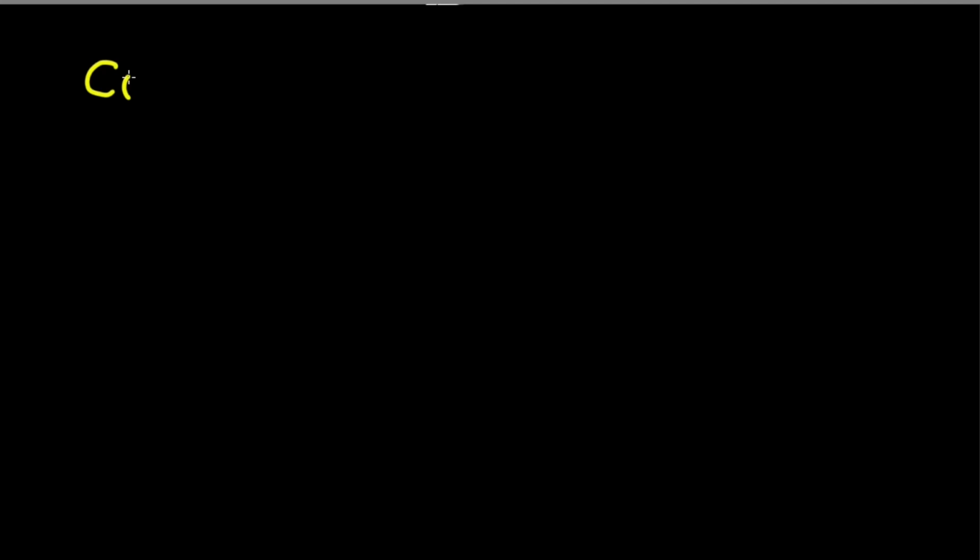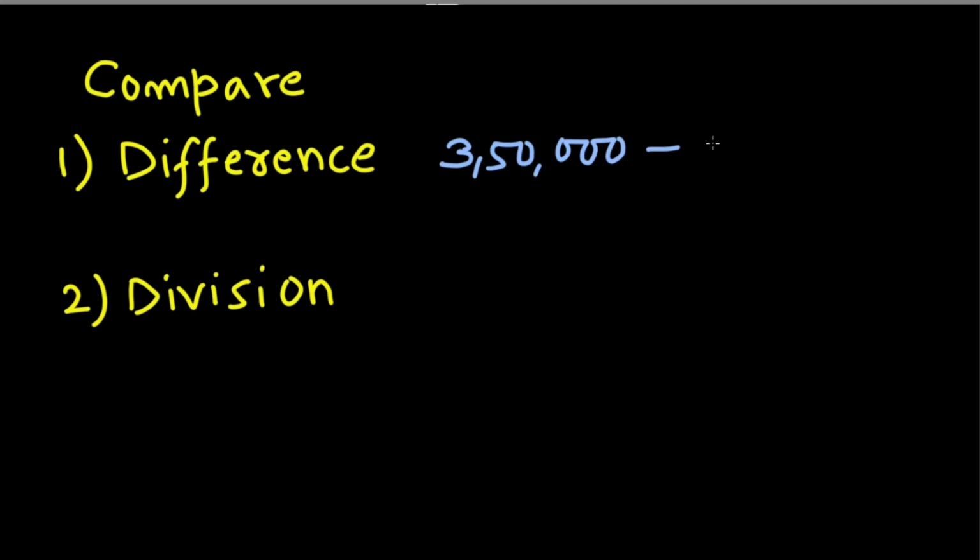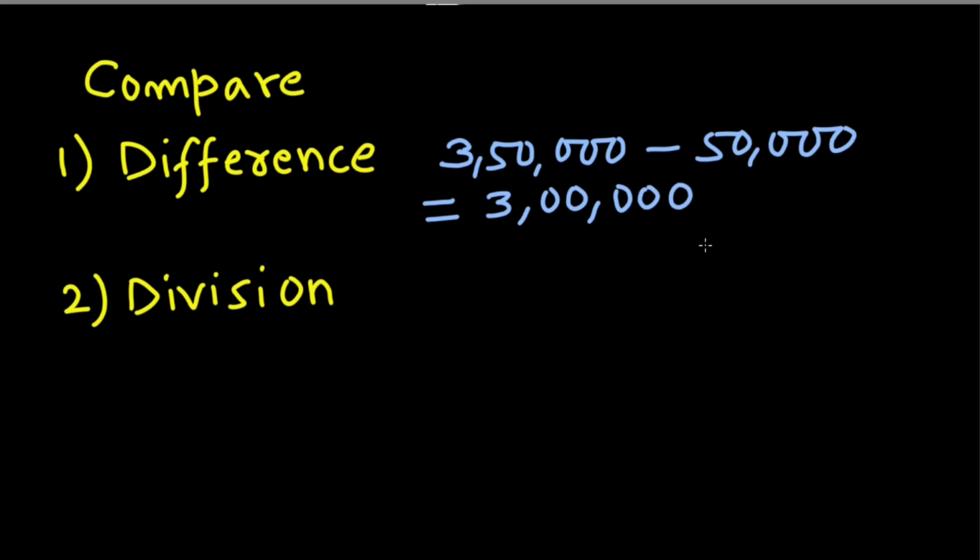We can compare two quantities either by taking their difference or by taking their division. Suppose the cost of a car is 3,50,000 and that of a scooter is 50,000. Then we get the difference of 3 lakh rupees. So we say that the cost of the car is rupees 3 lakh more than the cost of the scooter.